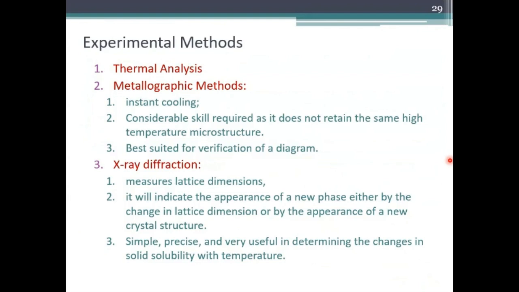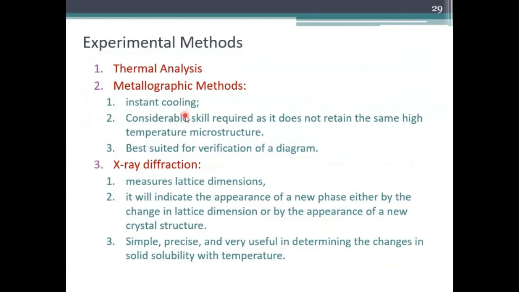Instant cooling means that from a particular state, the component is instantly cooled, either by dipping it in a cooling medium or in ice cold water or something like that, and we see its phase change. The only difference is that considerable skill is required; we cannot do it directly. It can be used for verifying an already existing diagram, but for creating a new diagram it is not that efficient.